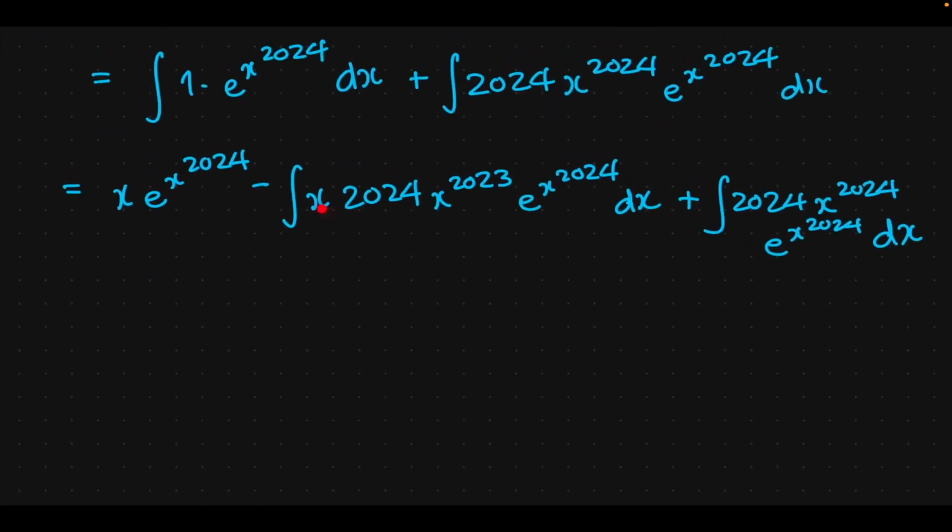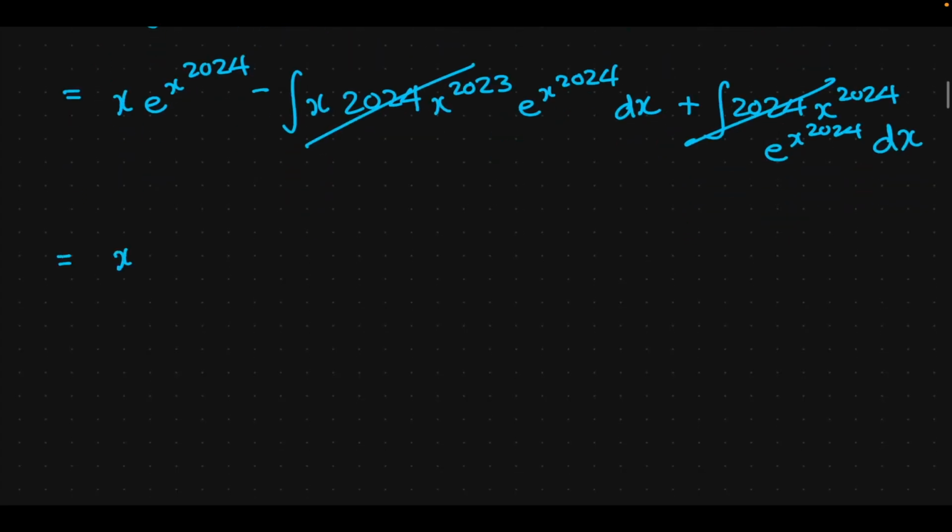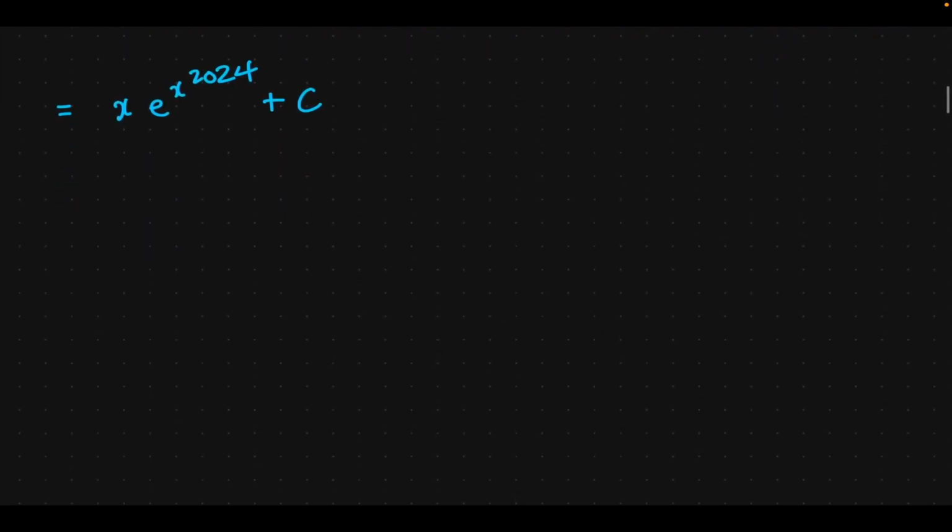Now notice that we have an x and x to the 2023, so that will combine to give us x to the 2024, and that is exactly the same term as this term. The only thing is there's a minus here, there's a plus here, so those will cancel off nicely, and we just have x times e to the x to the 2024 plus c, because it was an indefinite integral. Okay, moving on. And again, if you have any questions at any step, please feel free to comment.